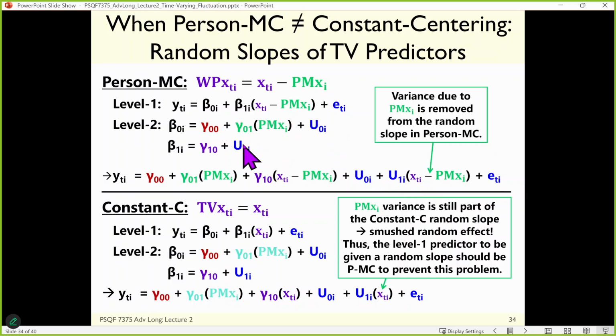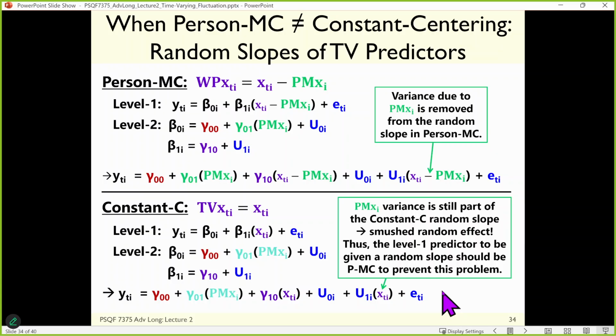When I write out the two-level model in composite form like this, U1, that is contributing to beta 1 here, directly multiplies whatever the level 1 variable is. So here, the random slope is multiplying the within person centered version of X. So it's multiplying just the within part of the time varying predictor, whereas in the comparable constant centered model, it's multiplying the whole thing. So the random slope here is smushed.